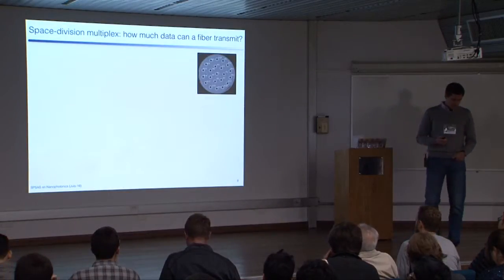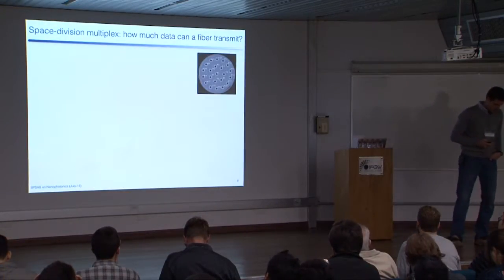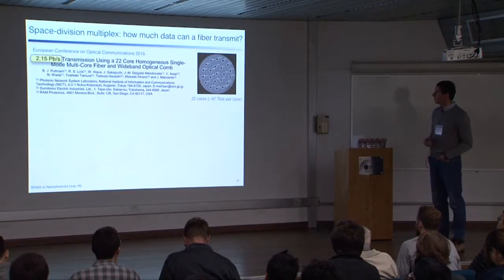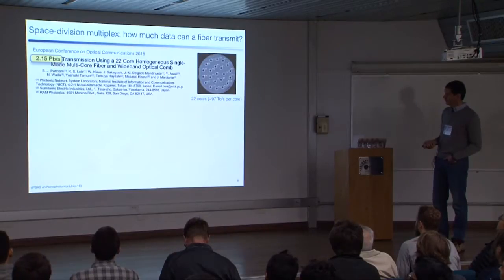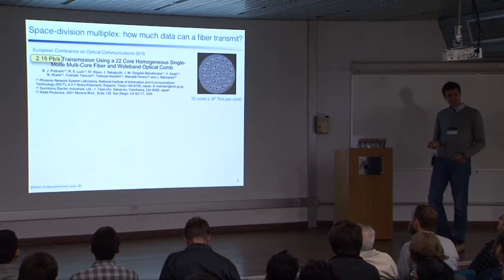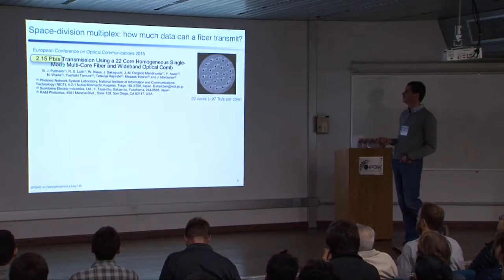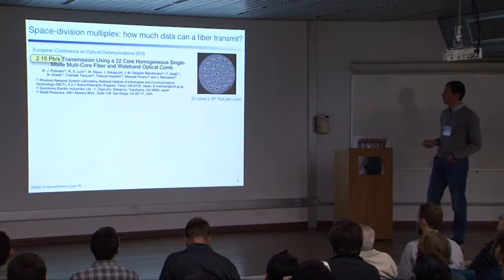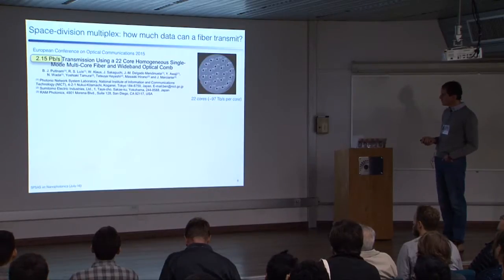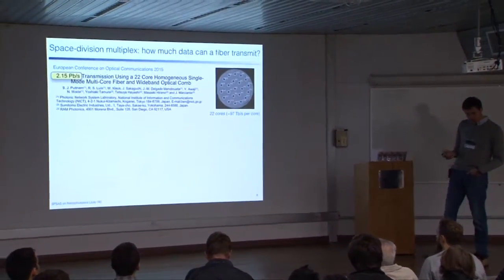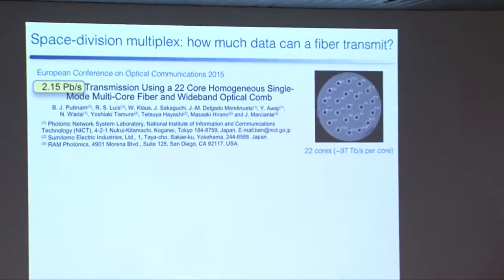Okay, but this is commercial. How about in research? This is a paper that was just published at ECOC last year. And from the 2 terabits per second that I mentioned, they demonstrated a record of 2.15 petabits per second in one fiber. So this is a multi-core fiber. Each of these little dots here represents one core. There are 22 cores. Each of them is carrying about 100 terabits per second. And a very complex system.